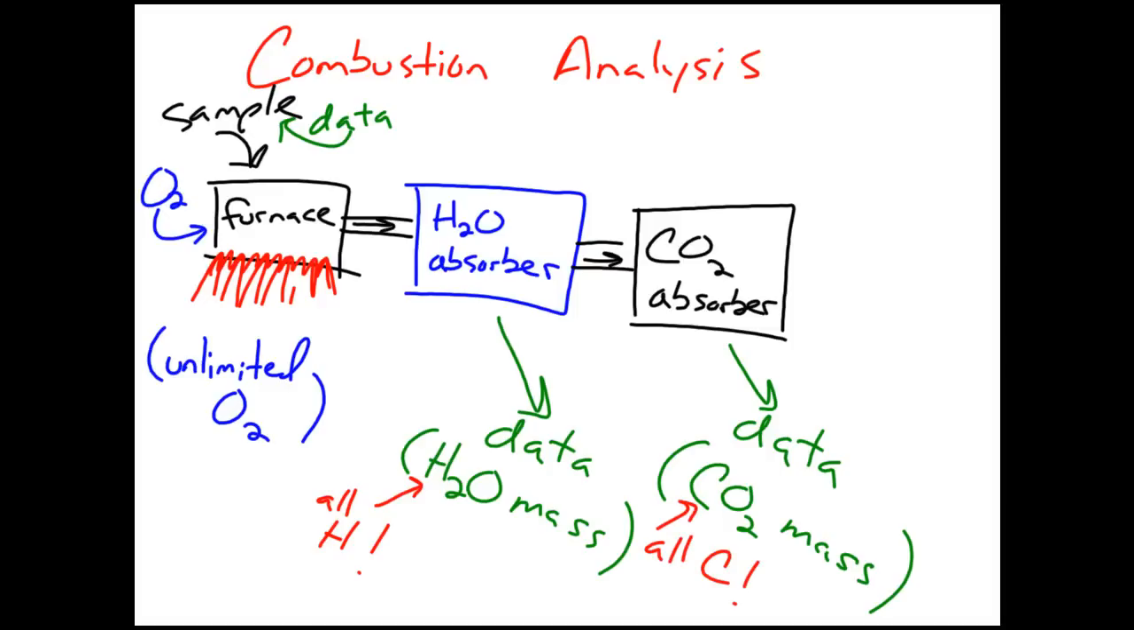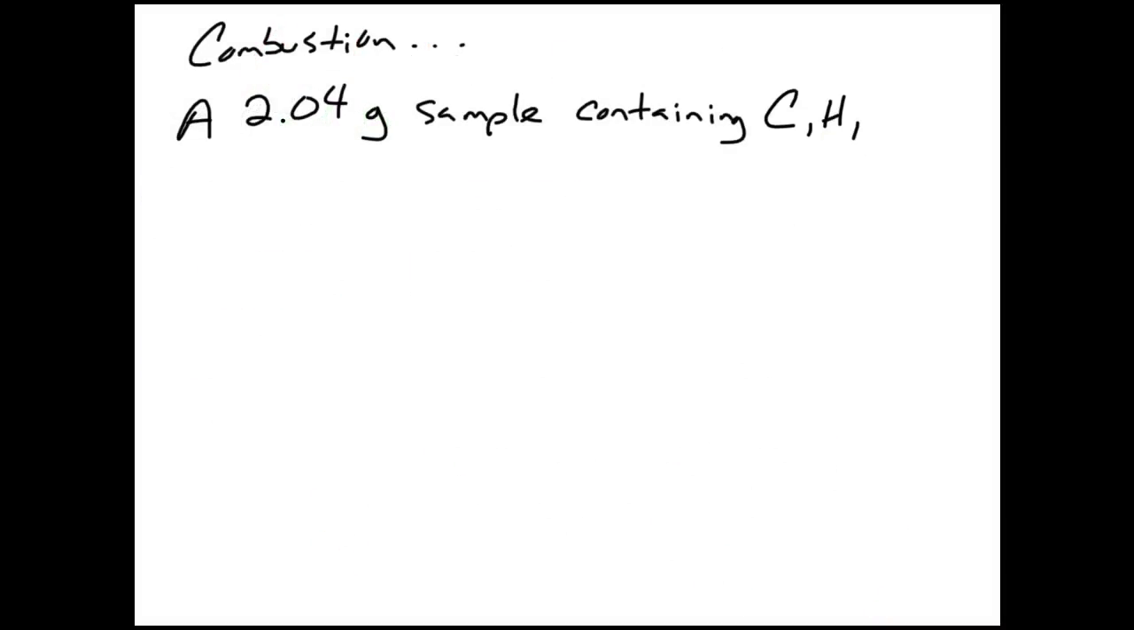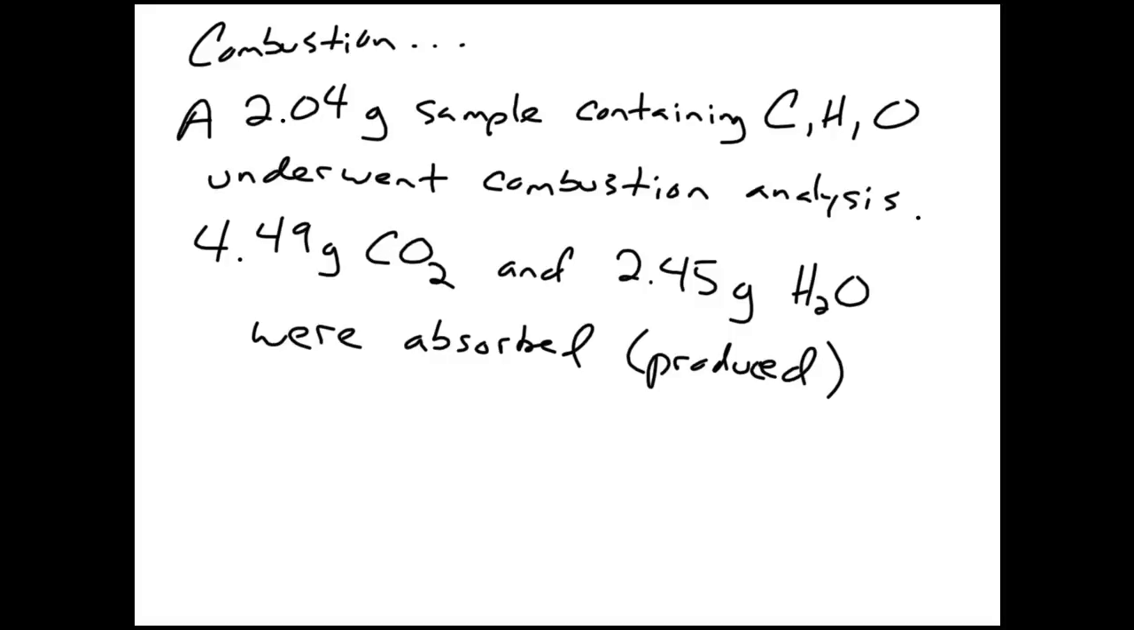So that brings us to our example. We're going to combust our unknown. We've got a certain amount of the unknown at the beginning, in this case 2.04 grams, and we know it contains carbon, hydrogen, and oxygen. After the combustion, our absorbers tell us that we've got 4.49 grams of carbon dioxide and 2.45 grams of the water. Now all the carbon that was in that original substance has to be in that 4.49 grams of carbon dioxide. But we know there was unlimited oxygen that could have been added, so we need to account for that. Likewise, all the hydrogen is going to be found in that 2.45 grams of water.